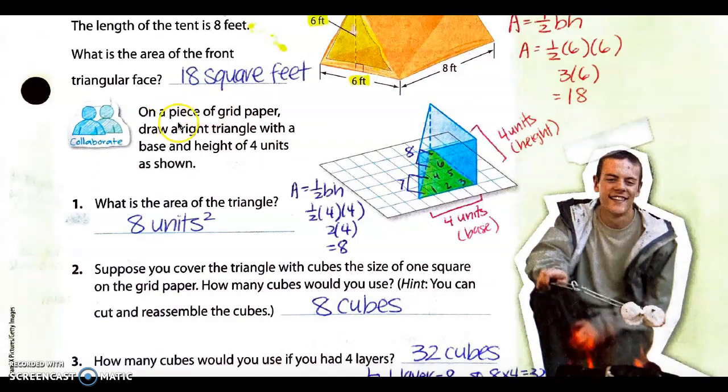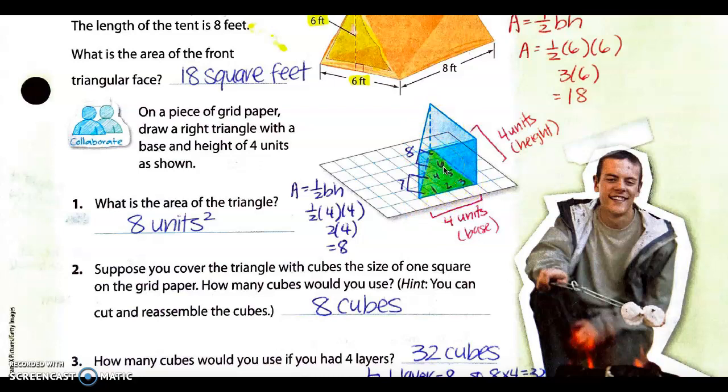Now it says right here, on a piece of grid paper, draw a right triangle with a base and a height of 4 units as shown. What is the area of the triangle? In this case, I need to find the area of that triangle on the bottom that I've highlighted in yellow. If you can picture it, the one on top looks exactly the same as the one on the bottom. Okay?